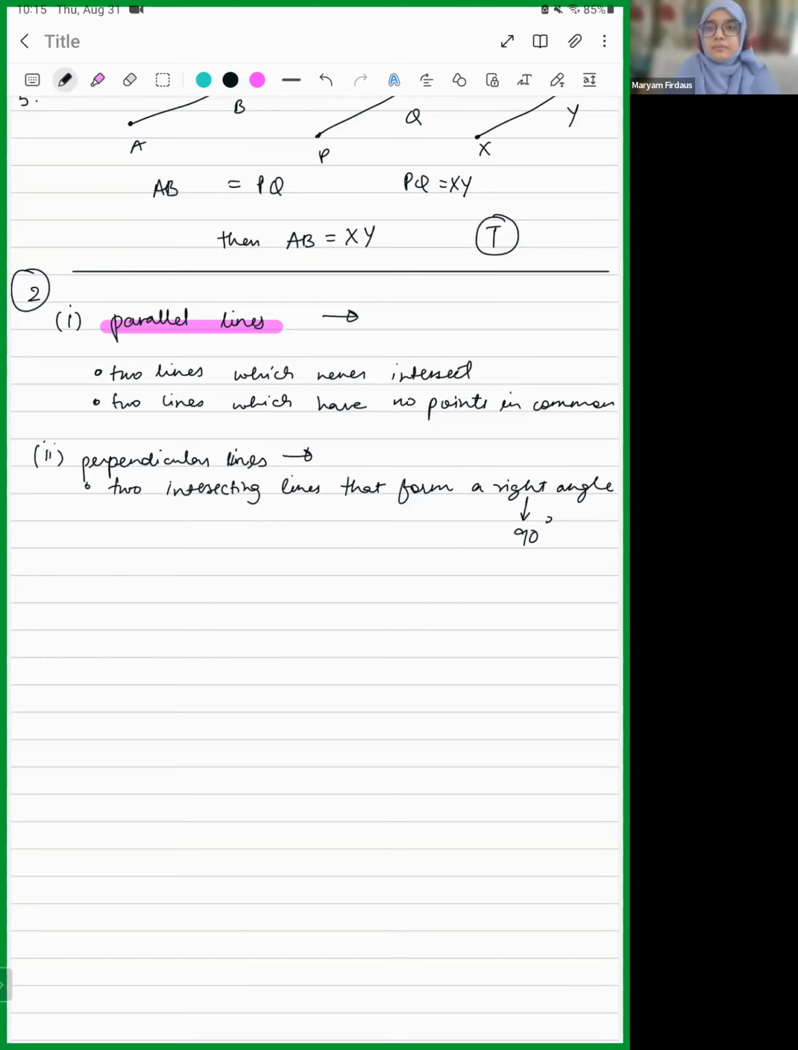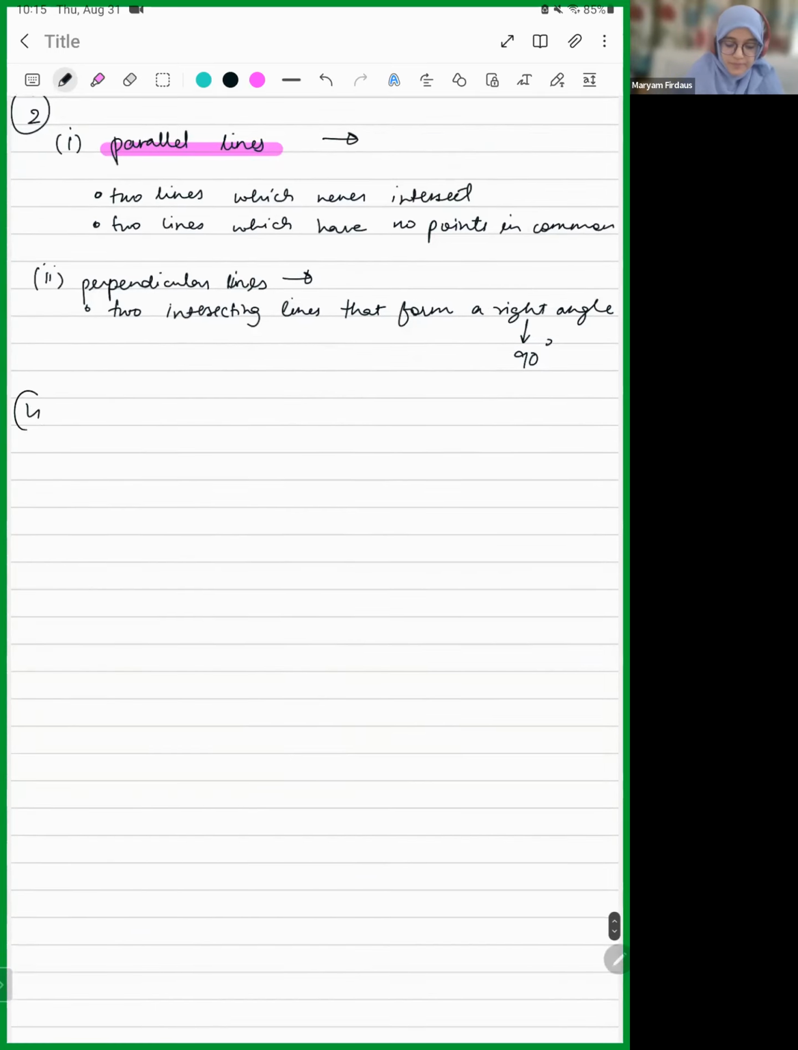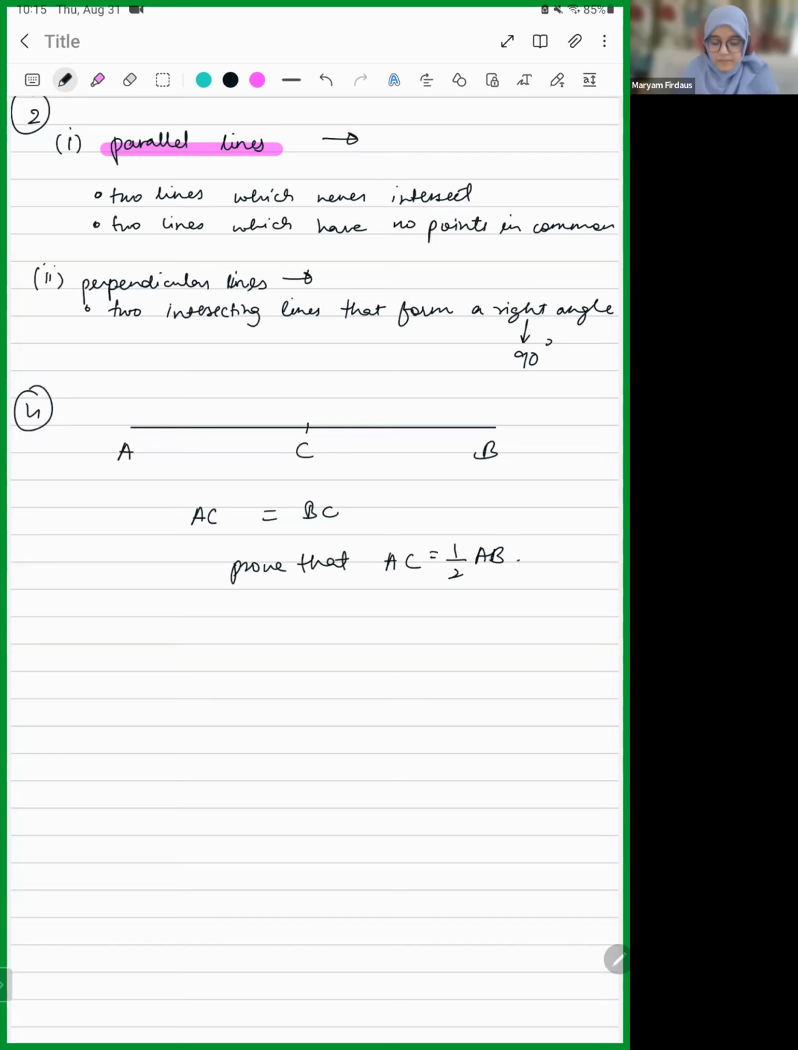Fourth one, this kind of question we have already done before. A point C lies between two points A and B. This is A, this is B. Point C lies between them in such a way that AC is equal to BC. They are saying prove that AC equals half of AB. Yes, how will you prove this?